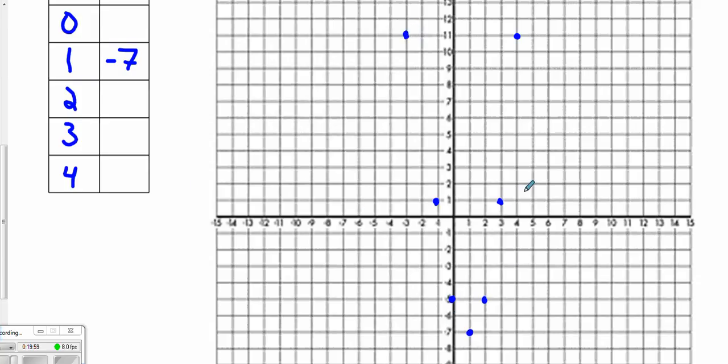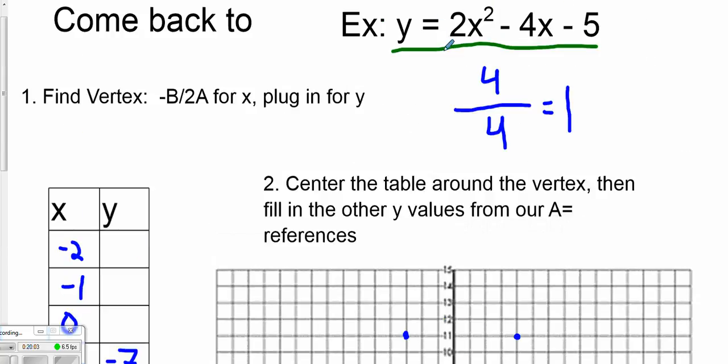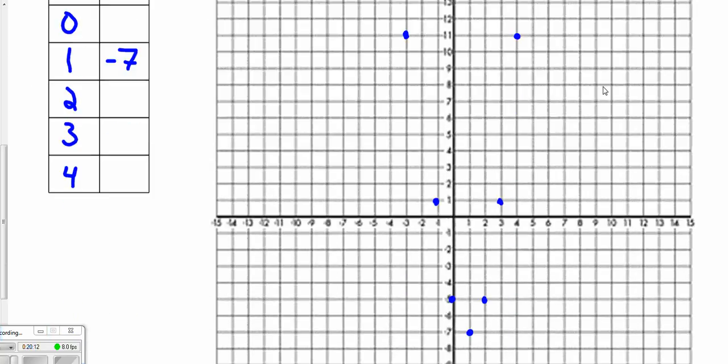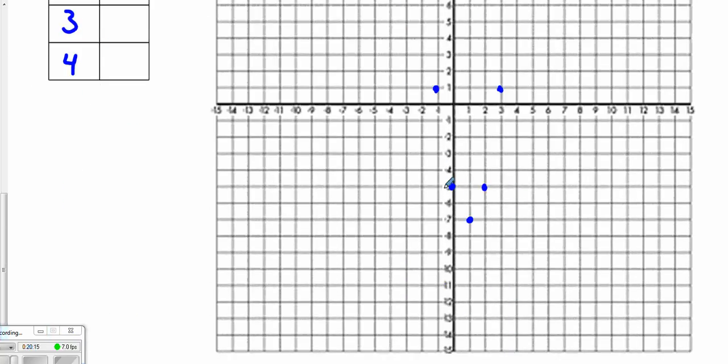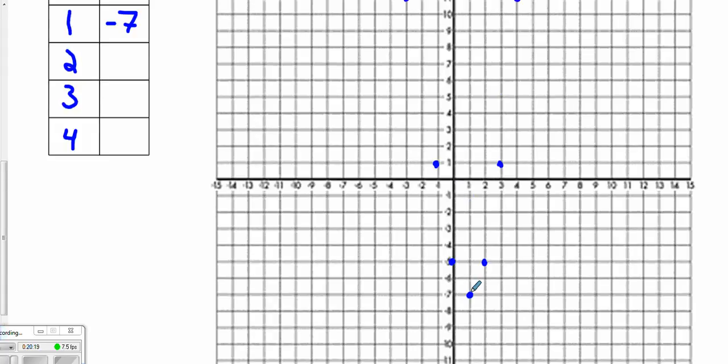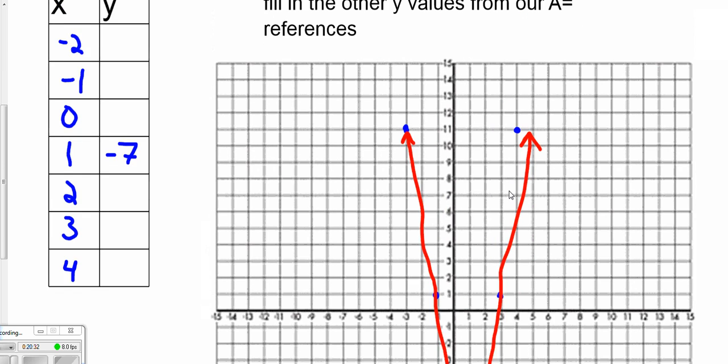So again, these would be the points. I found these using my reference of a equals 2. So I know that that's how everything works. As a double check, notice that our y-intercept should be -5. As we cross the line here we are at -5. So everything should fit in line there. So this is what our parabola should look like. Going up from there.